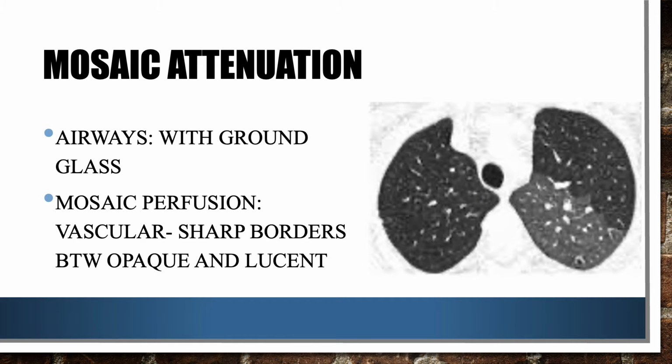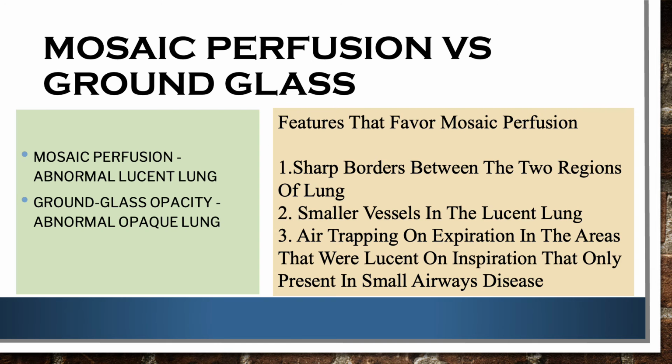So normally we perceive that if it's ground glass, it's airway involvement, and if it's perfused poorly, it's vascular involvement, but sometimes it could be more complicated. Let us understand how we can differentiate these two main components of mosaic perfusion with ground glassing. Now, I told you again and again that mosaic perfusion refers to abnormally lucent lung or black lung, and ground glass refers to the abnormally opaque lung or white lung.